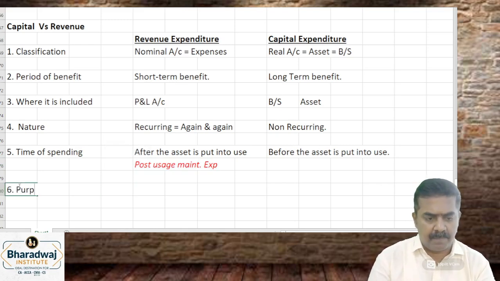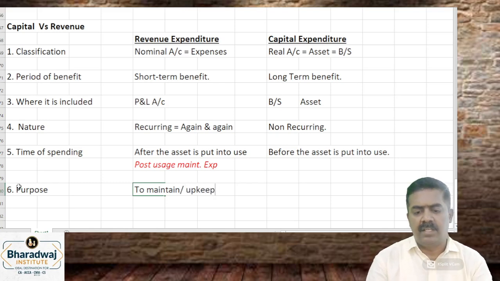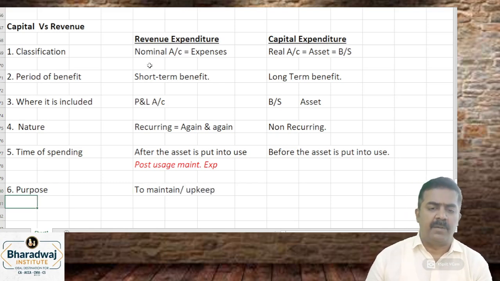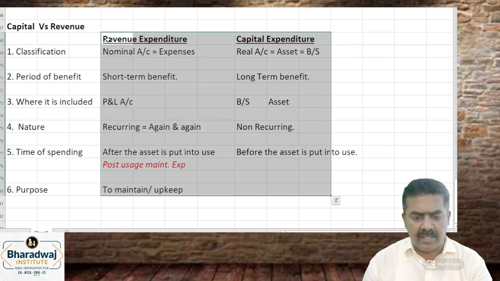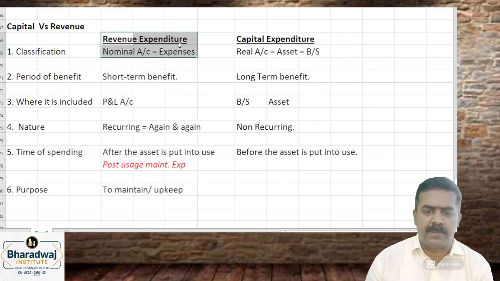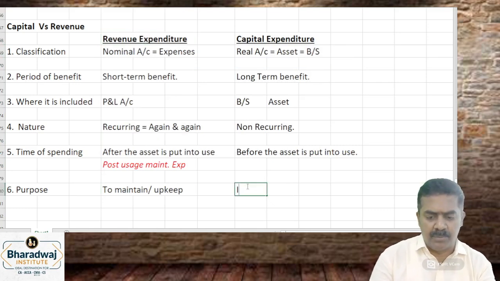Purpose: to maintain or upkeep the asset in working condition. You spend money, and because of spending that money, the asset will be in working condition. That will be called as which expenditure? Revenue expenditure.